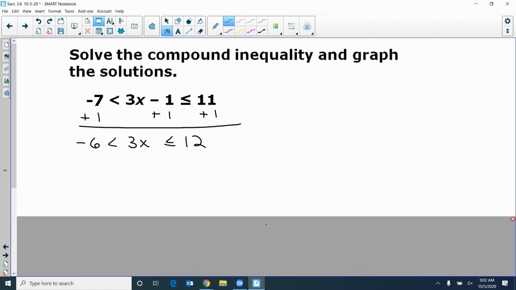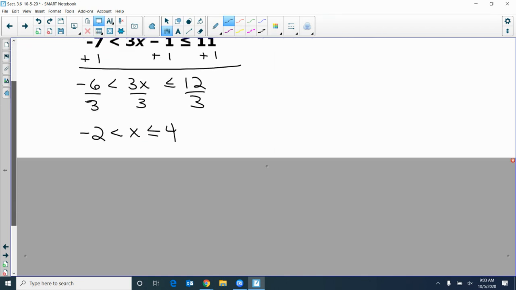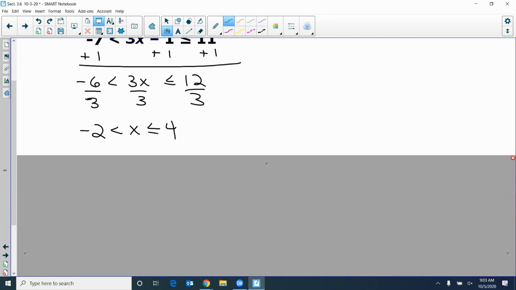Now, I still need to get x by itself. So how do I get rid of that 3? Divide by 3. Now, when you divide by 3, though, you got to divide -6 by 3. You got to divide 12 by 3. All right, now I don't think we need to do this as two cases, but just want to make sure you understand. This is what it's saying.